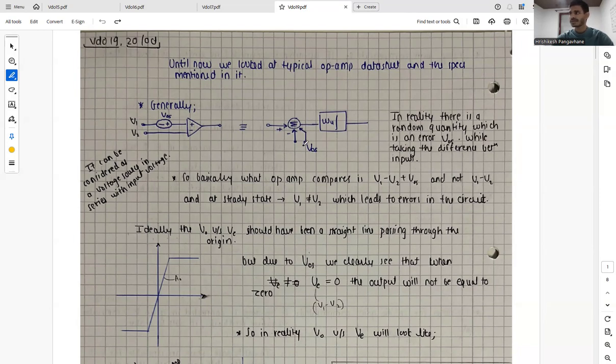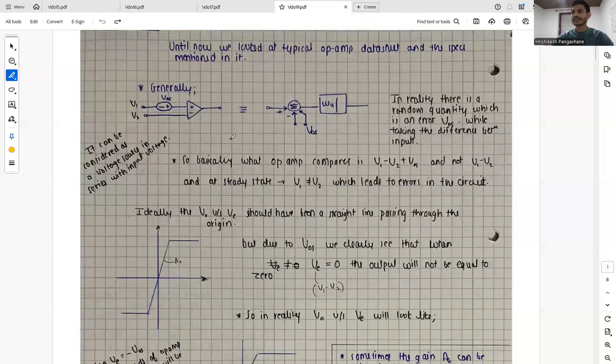So now what happens is, in reality, there is a random quantity which is an error, VOS, while taking the difference between the inputs, and that VOS gets added over here, and it can be realized as a voltage source in series with the input voltage. It can be in series with the positive end or the negative end, doesn't matter. So basically what the op-amp compares is V1 minus V2 plus VOS, and not just V1 minus V2.